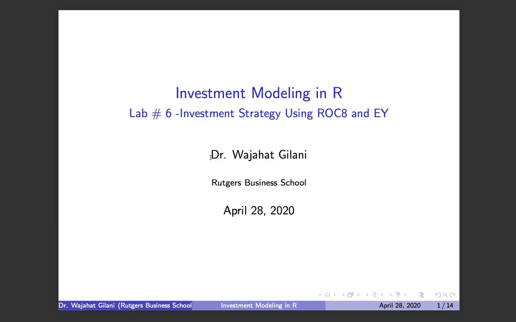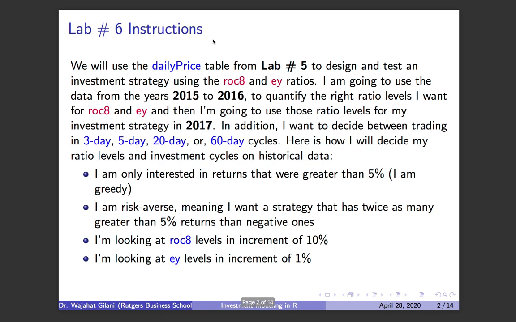Welcome back, students, to our final lab, actually. And this time, what we're going to do is put into practice a possible backtest of a possible investment strategy using ROC8 and earnings yield ratios. Now, we're going to use the data that we made in Lab 5. So I told you guys before, save it. We're going to run it. We're going to use it.